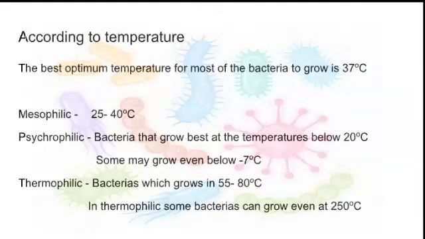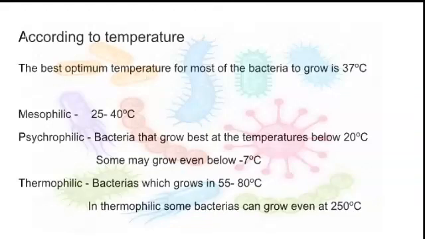Psychrophilic bacteria grow at extremely low temperatures, below 20 degrees Celsius, and some may even grow at minus 7 degrees Celsius. Especially there are some bacteria which grow in the items which we keep in the fridge. They are called psychrophilic bacteria, like minus 7, minus 2, minus 3 degrees Celsius. So you have to take care of the items when we keep them in the fridge. Check whether they have bacterial growth, because sometimes it happens with psychrophilic bacteria.